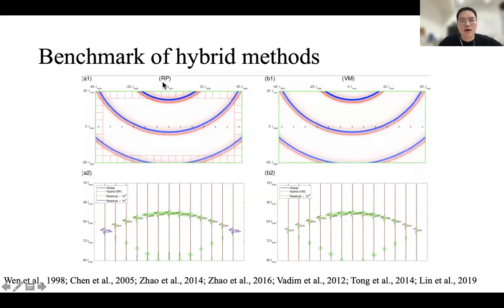Here is an example of the full RP and a VM way. We can see that the waveform is very accurate. The difference between the global simulation, which is shown by black, and the red one from the hybrid is very small. Even multiplied by 10,000, the error is about 0.01%. And for the RP way, which is very popular, the waveform in this receiver and this receiver is not very accurate, just because the spectral element method is not very accurate for the element within the source. So all the wave field in the red element is not accurate.